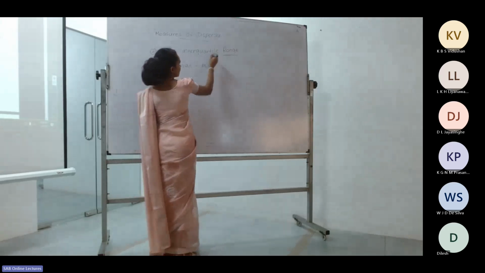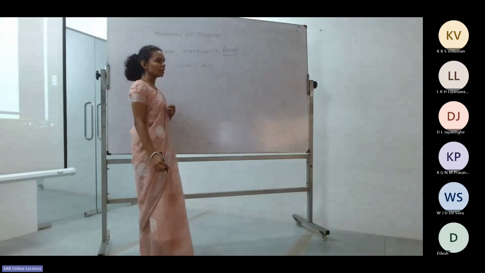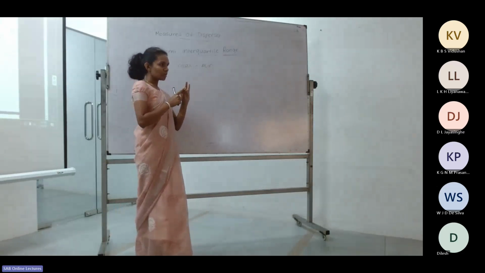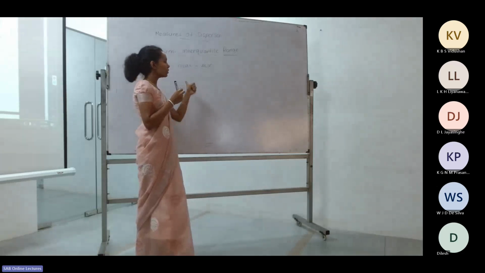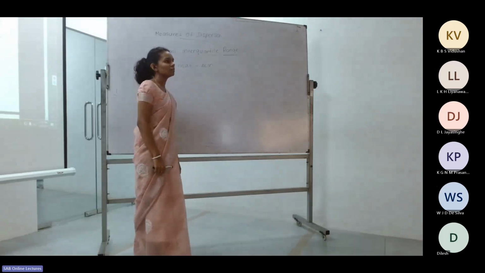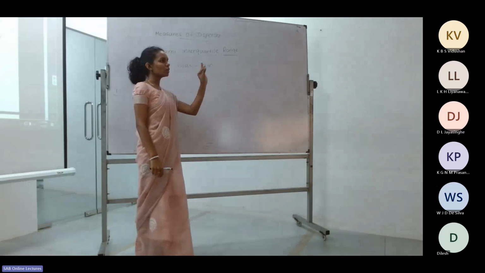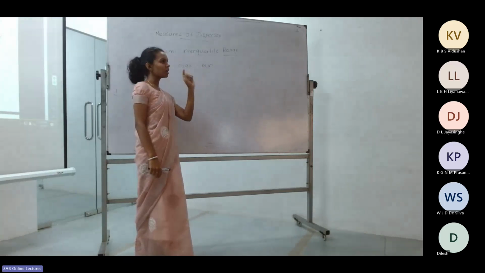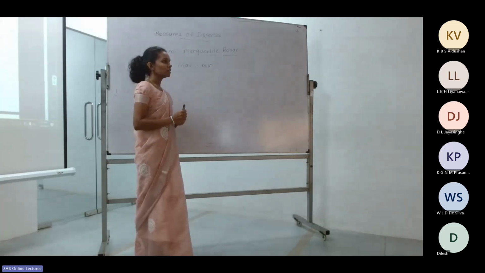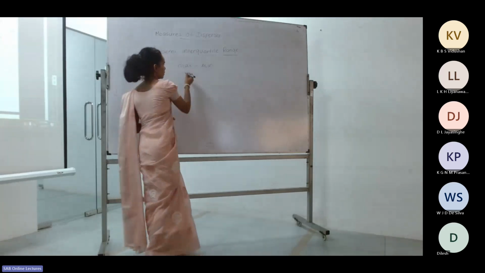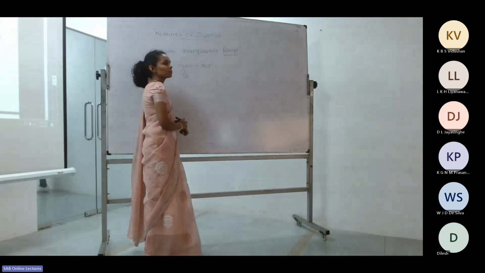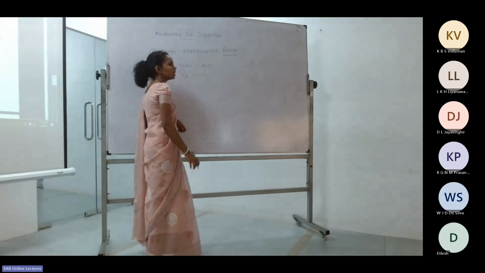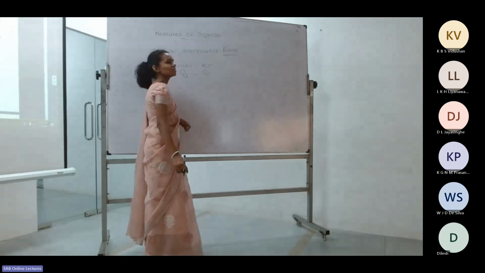Here we use quartiles. There are three quartiles now, Q1, Q2, Q3. Out of these three, what is the maximum value? Q3 is the highest value. Then minus, what is the minimum value? Q1.